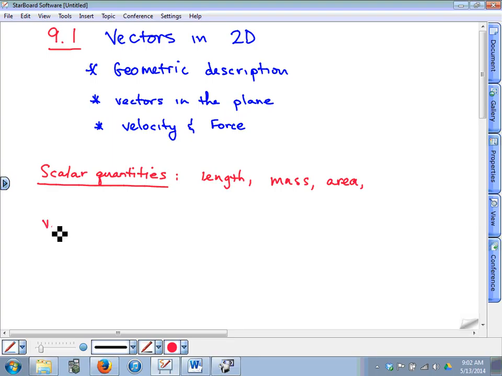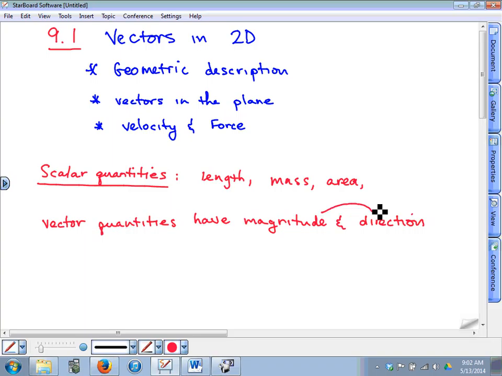So vector quantities have magnitude and direction, whereas scalar quantities have only magnitude. You have to put direction and magnitude. That's how it's said. Oh, I have to switch these, huh? You should say direction and magnitude.